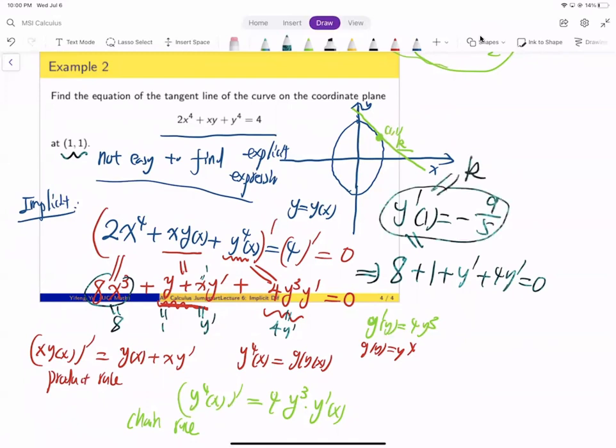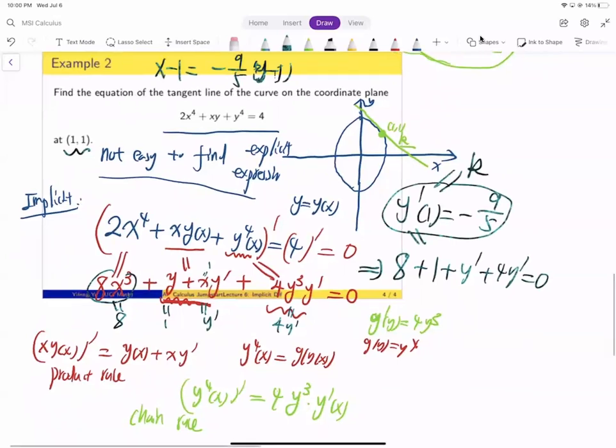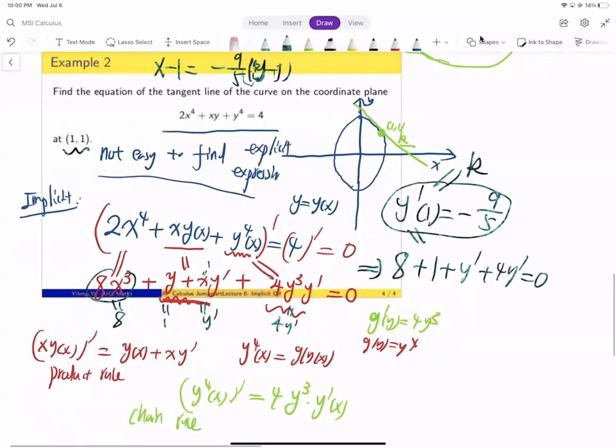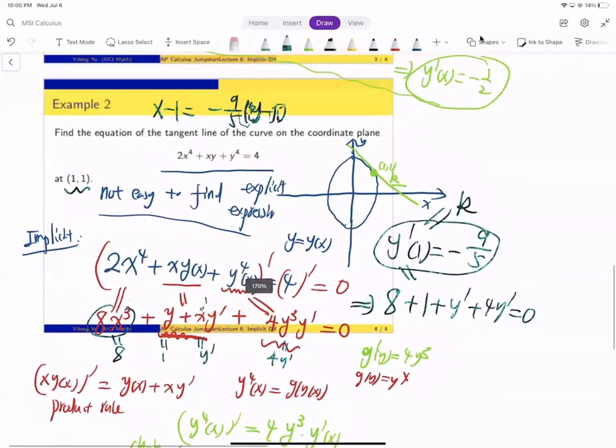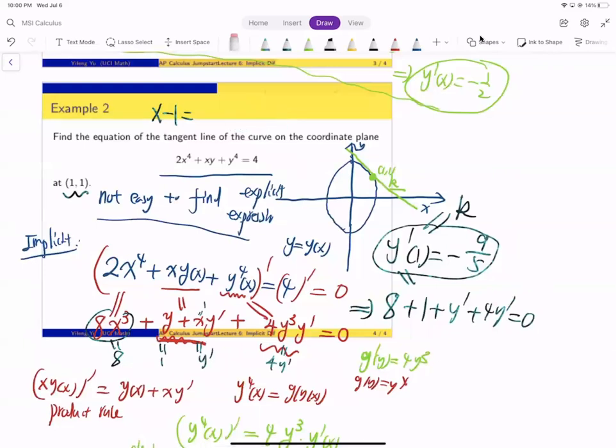This is the slope k. As long as you get the slope k, you just get the equation: y minus 1 equals negative 4/5 times (x minus 1). Let me write this.